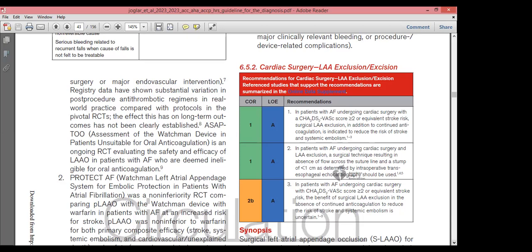So what it's trying to say is that once you want to go and do this surgery, that's they are going for cardiac surgery, and you also want to excise the left atrial appendage. So try as much as possible so that there will not be flow of blood across the suture line, and the stump that you are leaving behind should be less than 1 centimeter. So you use transesophageal echo to determine this intra-op. I think enough about this one.